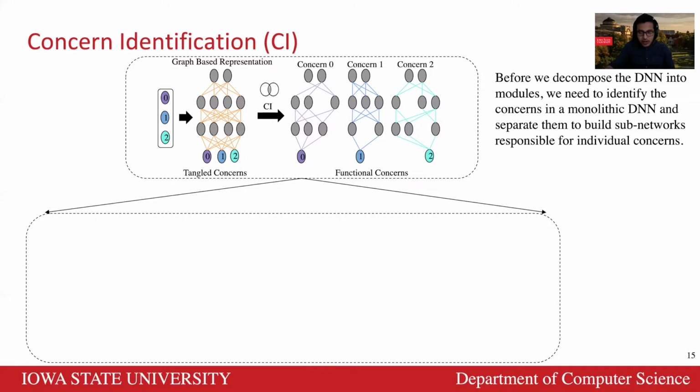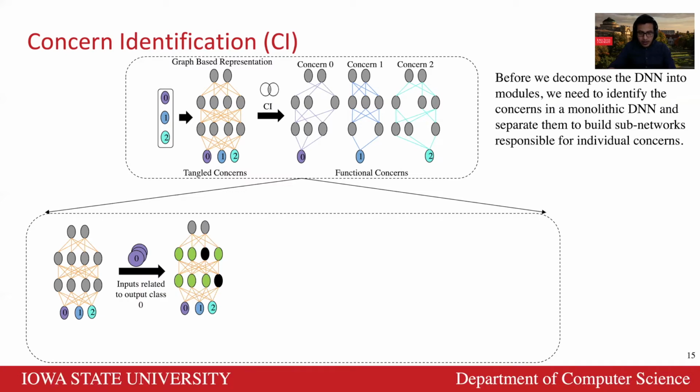Before we decompose the DNN into modules, we need to identify the constraints in a monolithic DNN and separate them to build a sub-network responsible for each individual constraint. In this example, for constraint 0, constraints 1 and 2 are non-dominant constraints.